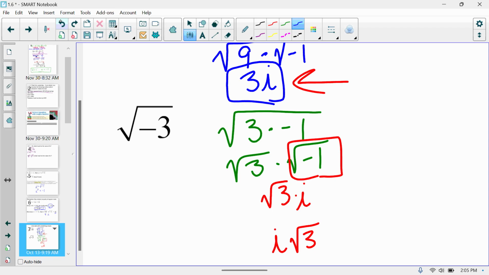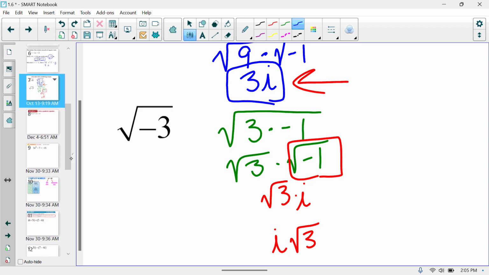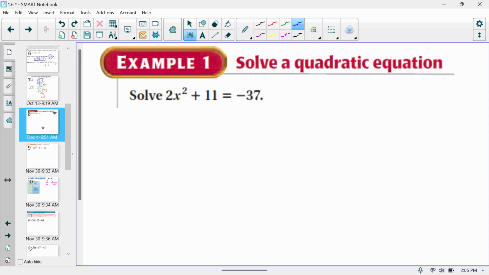What's up? Yeah, that's literally the definition of what the square root of -1 is. We call it I. That's the variable that we use in math to always represent the square root of -1. Other questions so far?